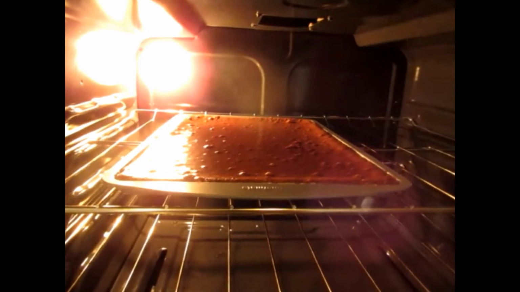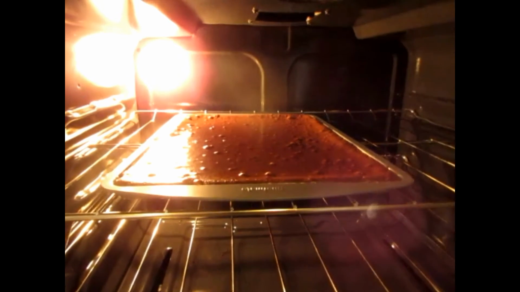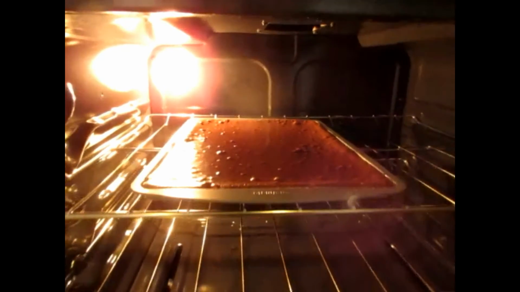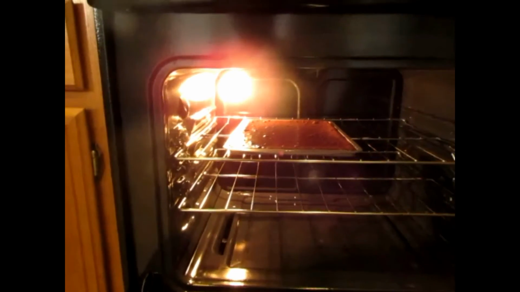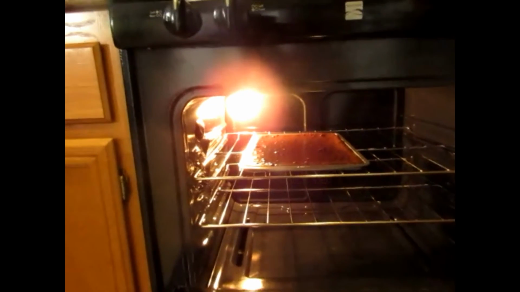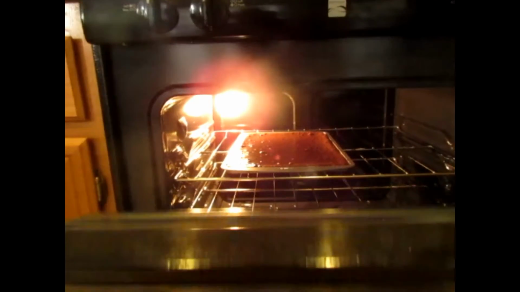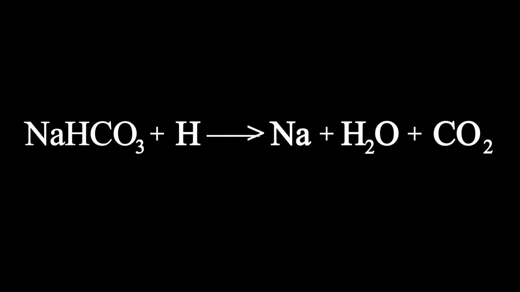Now as you can see, the brownies are starting to rise, and this is caused by baking soda inside the brownies. Baking soda produces carbon dioxide as well as water and sodium. The following equation that is going to appear on the next screen is baking soda mixed with water and sodium.